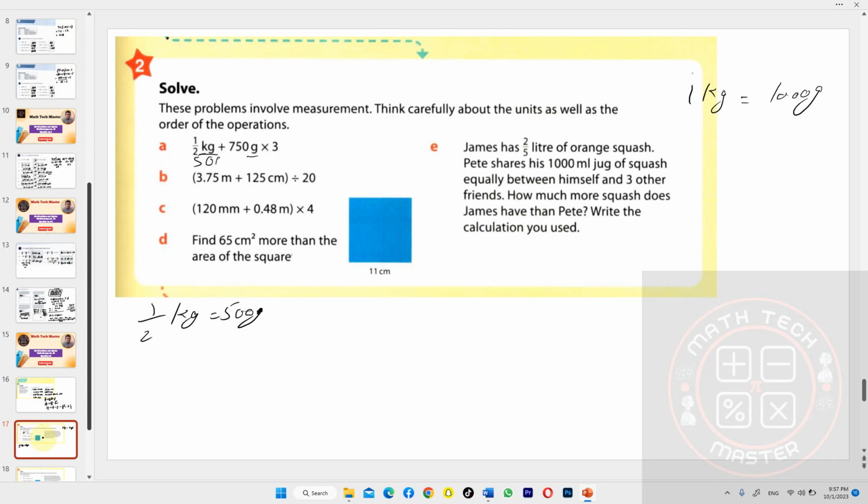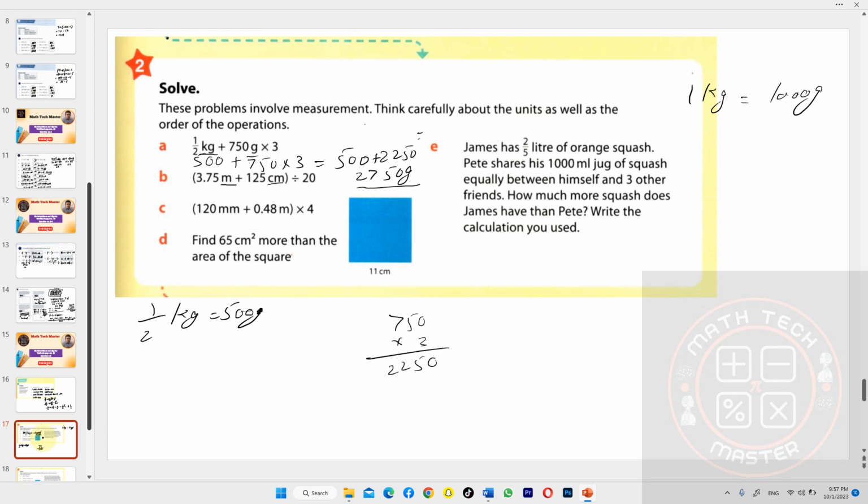So for this we have the question 750 multiplied by 3. So what will we do? We will multiply 750 by 3 and it will be 2250. So we will simply add 500 and 2250, that will be 2750 grams as your answer. So the A part will be 2750 grams. In the second question, there is 1 meter and centimeters.